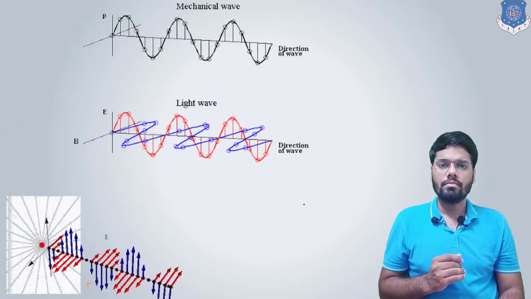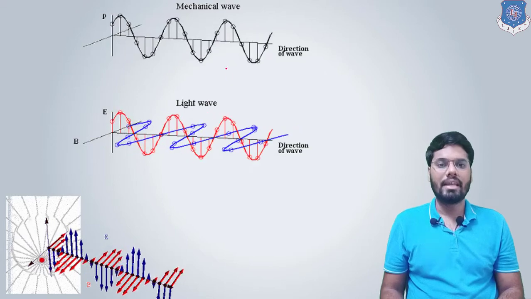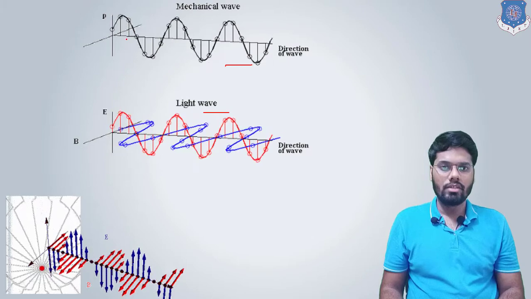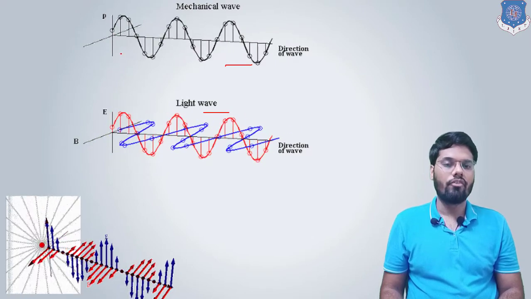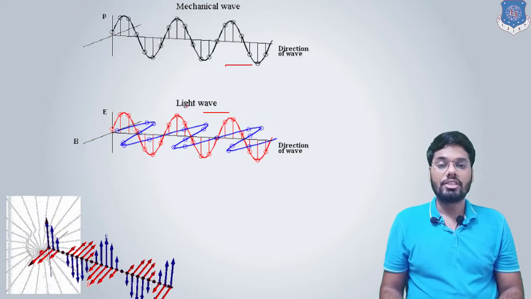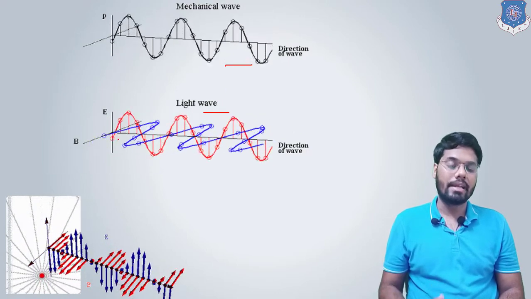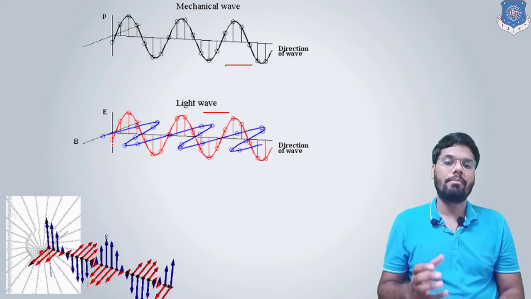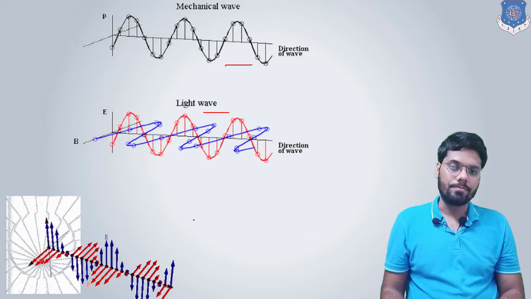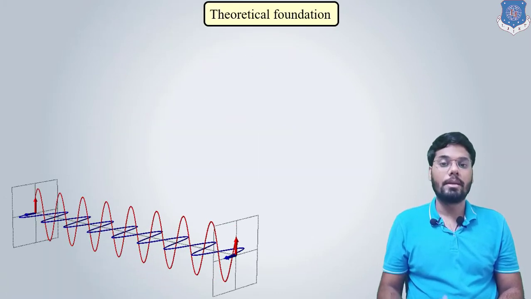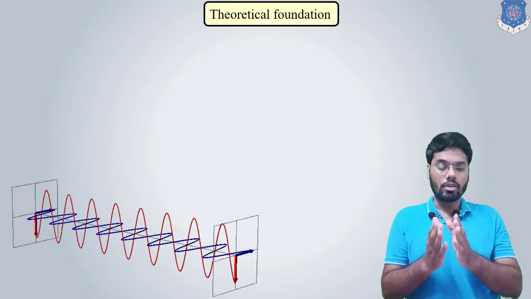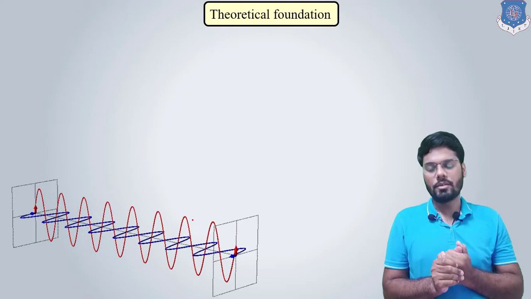Now, this is the difference between the mechanical wave and the light wave. Light wave means electromagnetic wave. In a mechanical wave, there is a motion of energy from one end to the other end. In an electromagnetic wave, there is a change in electric field as well as a change in magnetic field, and due to this change there is a propagation of the electromagnetic wave in a particular direction. Now let's understand the importance of the electromagnetic wave in radiation, how the electromagnetic wave is responsible for the radiation mode of heat transfer.